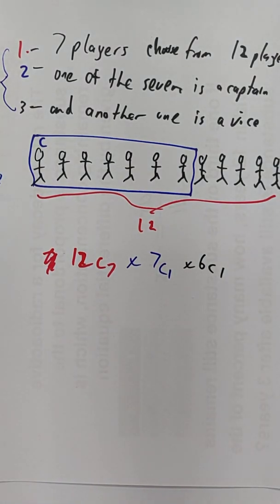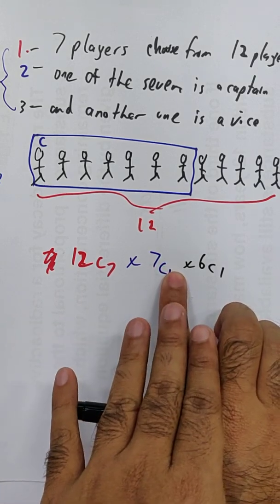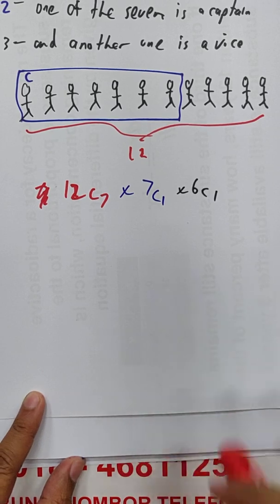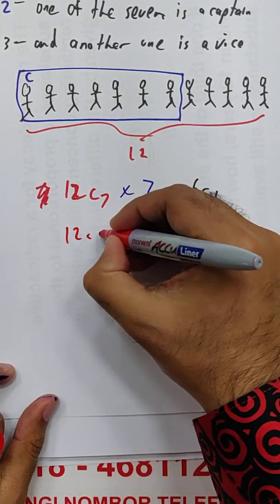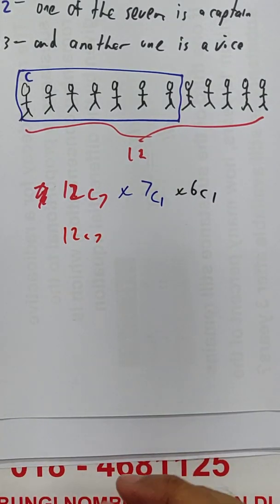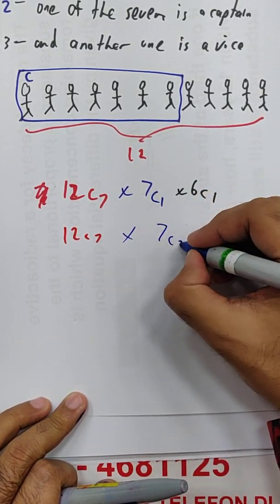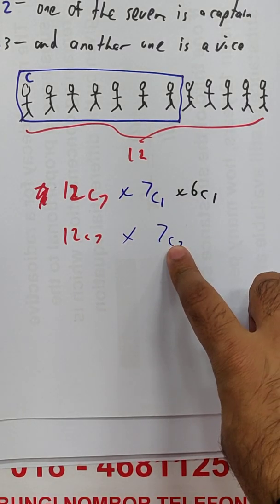Okay, let me ask you another question. Instead of this, which will give you the answer, good. But alternatively, can I just say 12C7 times, instead of doing these two, I'm doing 7C2. Is it okay? Why not? Can someone tell me why this is wrong?